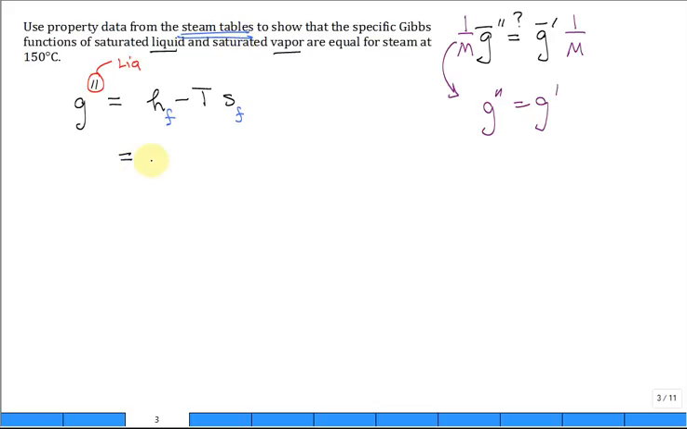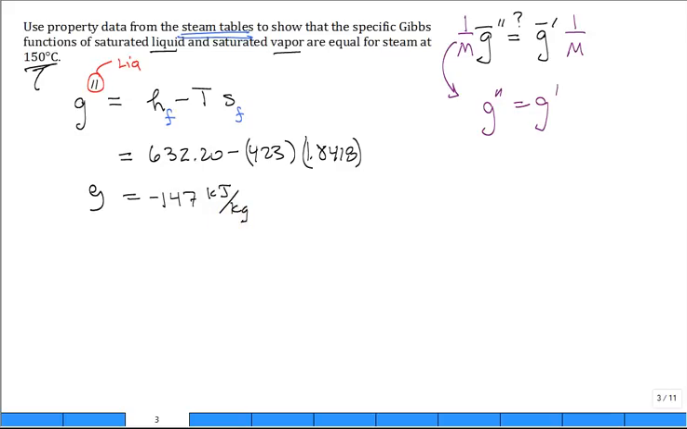So for H of F, we find it's 632.20 minus the temperature of 150 degrees C, convert that over to 423 Kelvin, times S of F, 1.8418. I left the units off, but when you make the math calculations, it's negative 147 kilojoules per kilogram. That's the Gibbs function, the specific Gibbs function in the liquid.